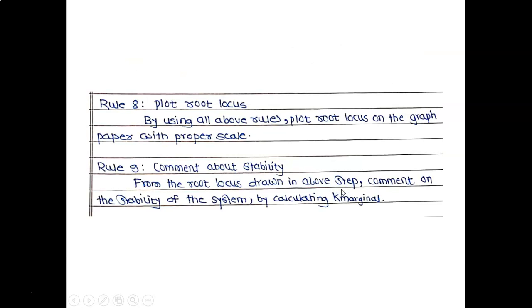Now rule number 8, we have to plot the root locus. By using all the above rules, plot the root locus on graph paper with proper scale. Rule number 9, comment on stability. From the root locus drawn in the above step, and using the above steps, comment on the stability of the system by calculating k marginal. Therefore, these are the different steps of drawing the root locus.